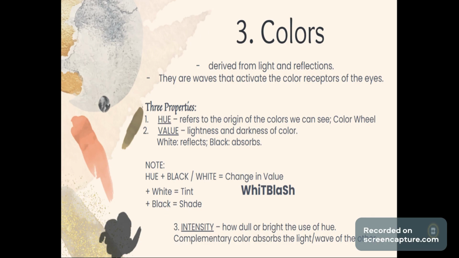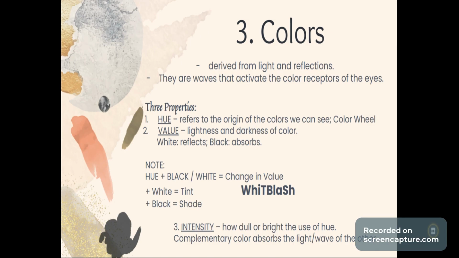Okay? The hue also includes the secondary colors. What are the secondary? Those are violet, orange, and green. So the main point, the hue, these are the primary and secondary colors. If it is not a primary or secondary color, therefore that is not a hue. Okay? Number two, value. It is the lightness and darkness of color.